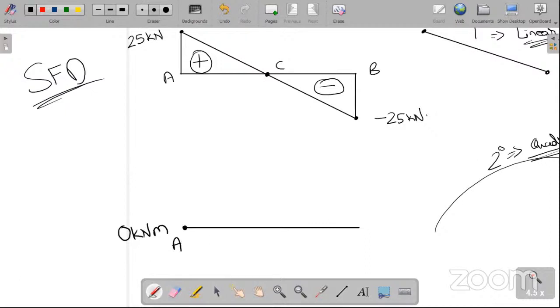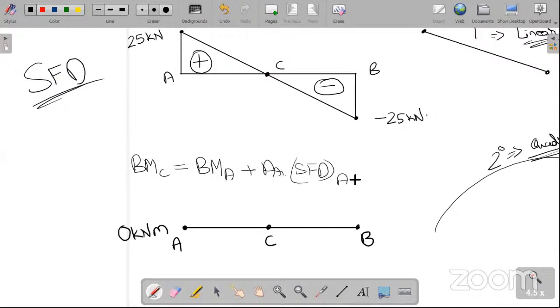Now we need to find out what will be the bending moment at C and B. So the same concept will apply here. Bending moment at C will be equal to bending moment at A plus area of shear force diagram from A to C. That's why we are taking A to C. So what is bending moment at A?